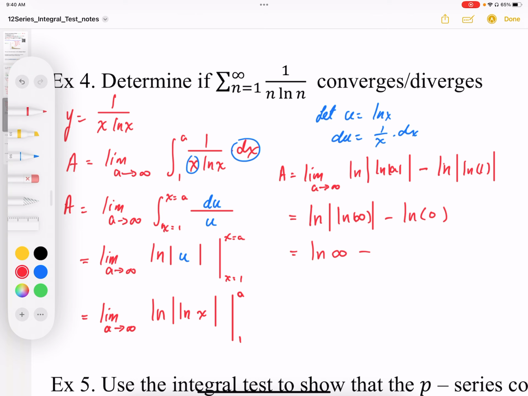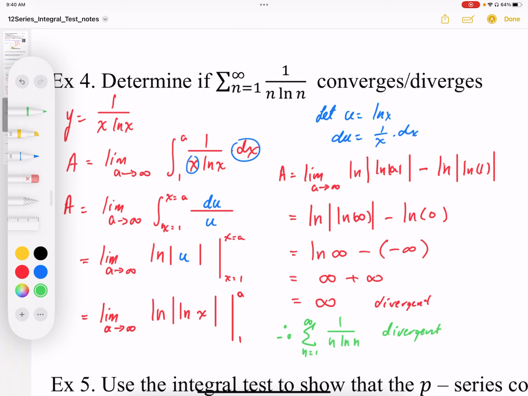We're going to approach it from the right-hand side. That's going to be negative infinity. And so we end up with infinity plus infinity. That's infinite. So we know that this is divergent. Therefore, our conclusion is that the series is also divergent. Okay, so there's our conclusion.